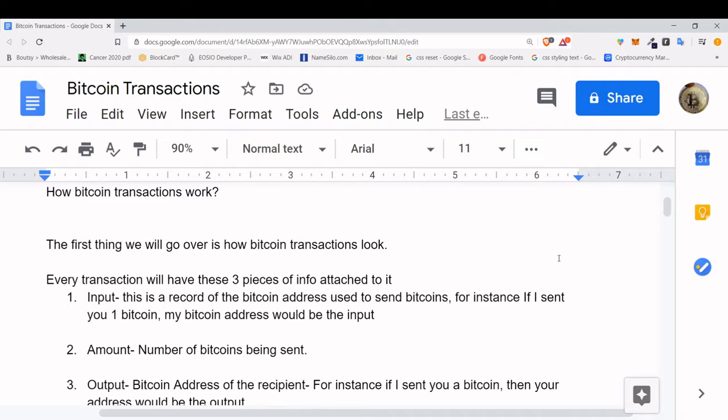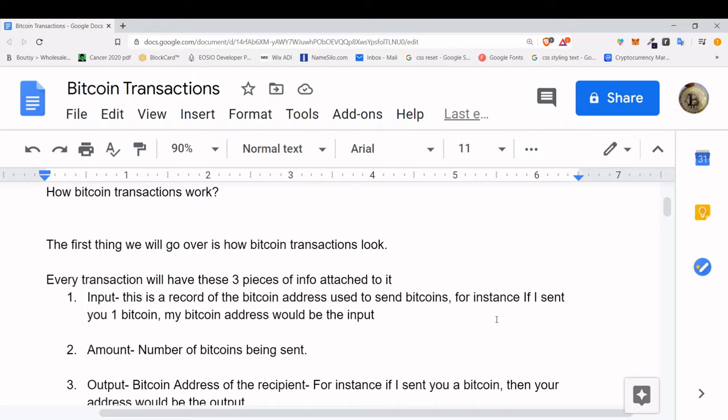Every transaction will have these three pieces of info attached to it: the input, the amount, and the output. The input is a record of the Bitcoin address used to send Bitcoins. For instance, if I was to send you 1 Bitcoin, my Bitcoin address would be the input.